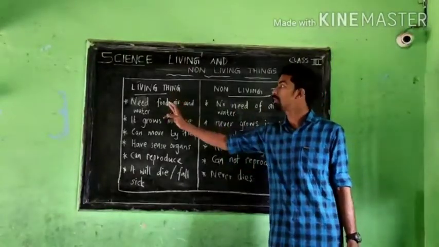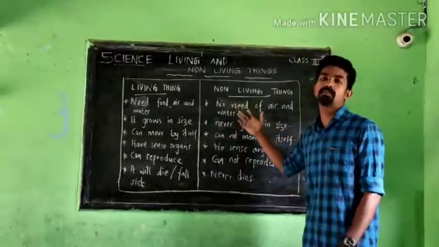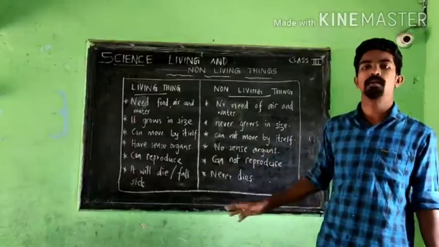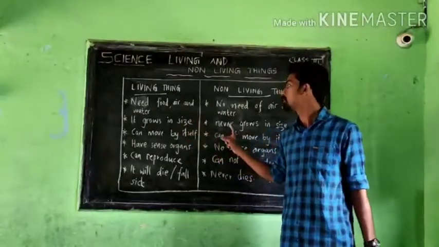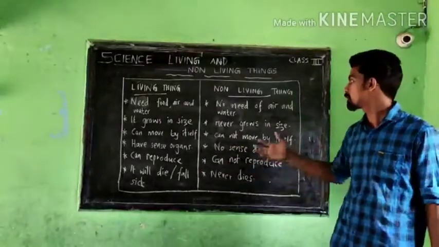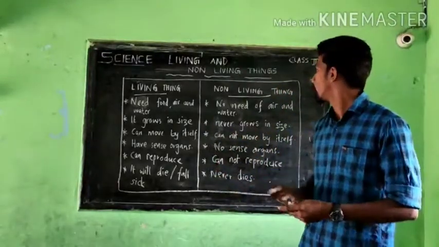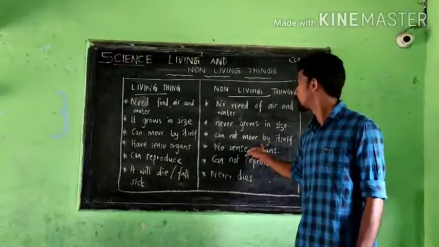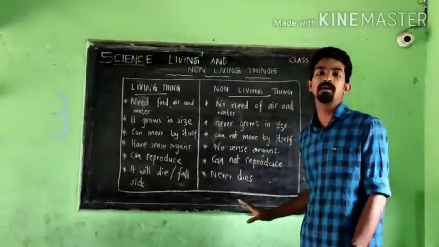So first, a living thing needs food, air, and water to live. A non-living thing has no need of air, water and food. The second one, a living thing grows in size; a non-living thing never grows in size. The next one, a living thing can move by itself. A non-living thing cannot move by itself unless you push or pull it. Then only non-living things move.